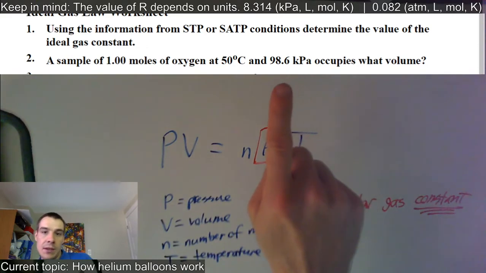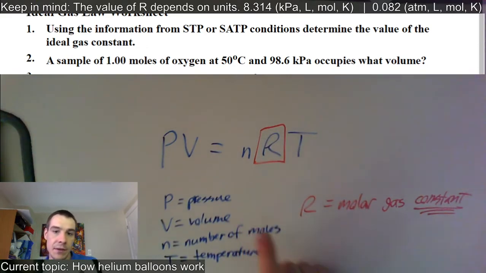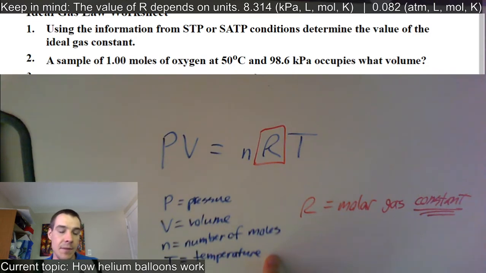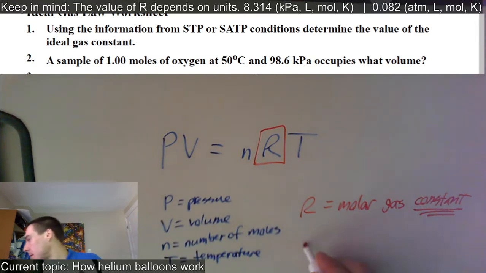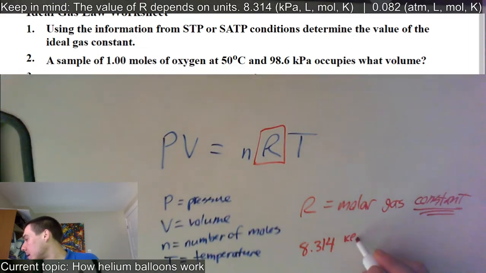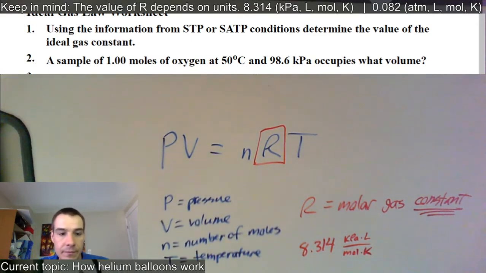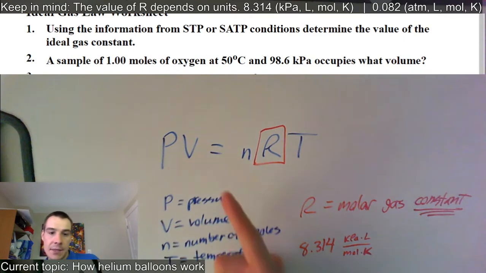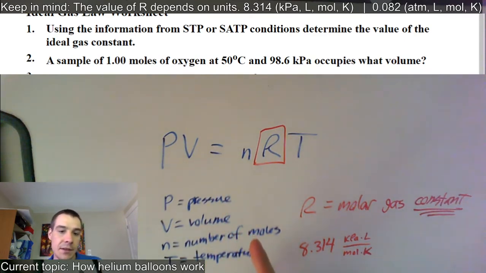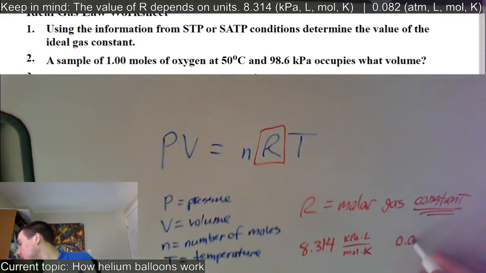So if we use kilopascals for pressure, liters for volume, moles for moles, and Kelvin for temperature, the value of R is 8.314 kilopascal liters per mole K. It's a heck of a unit. If we use atmospheres for pressure, still volume in liters, still n in moles, and still temperature in Kelvin, we have 0.082 atmospheres liters per mole K.